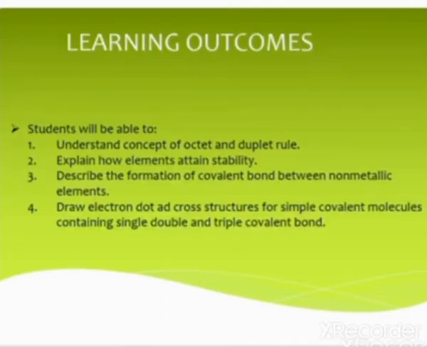The learning outcomes of this chapter are that by the end of this lesson, students will be able to understand the concept of octet and duplet rule, explain how elements attain stability, describe the formation of covalent bond between non-metallic elements, and they will be able to draw electron dot and cross structures for simple covalent molecules containing single, double and triple covalent bonds.